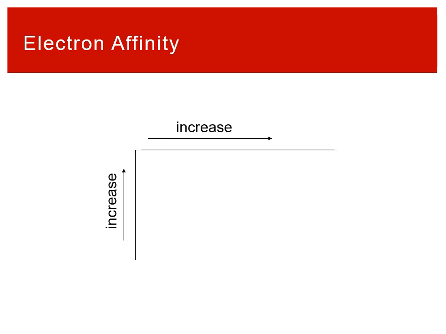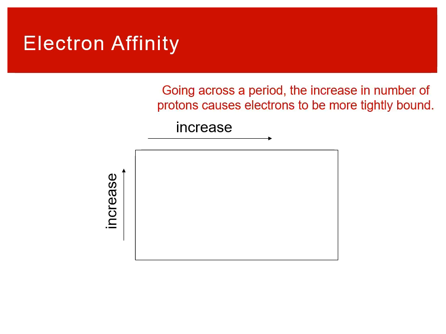So we go to our periodic table. For electron affinity across a period, the increase in the number of protons causes electrons to be more tightly bound. Atoms are smaller, so the electron affinity increases. What that means is it would be more exothermic for an atom to gain an electron, so that we get an overall higher positive value.